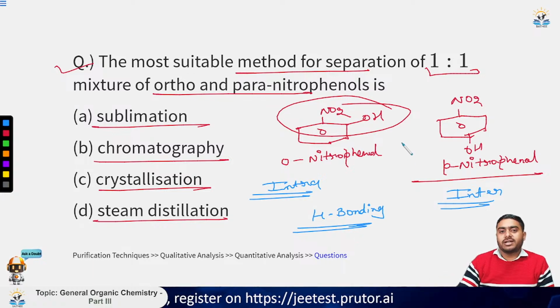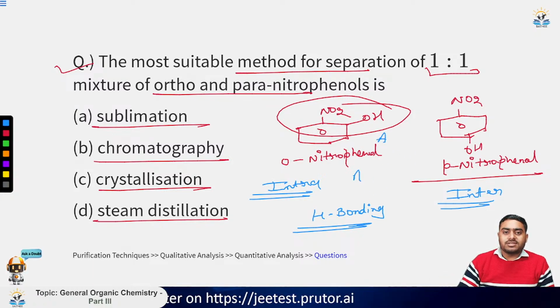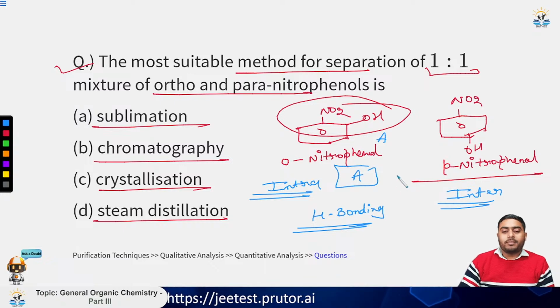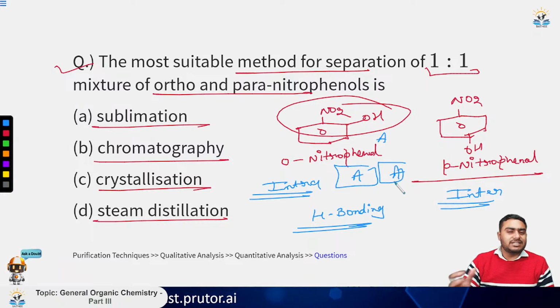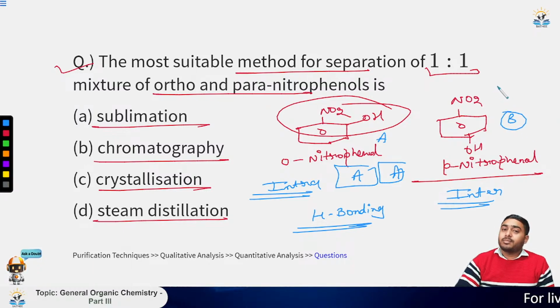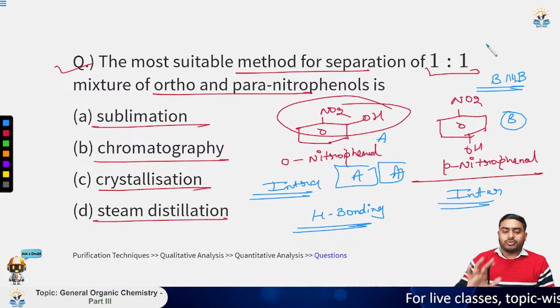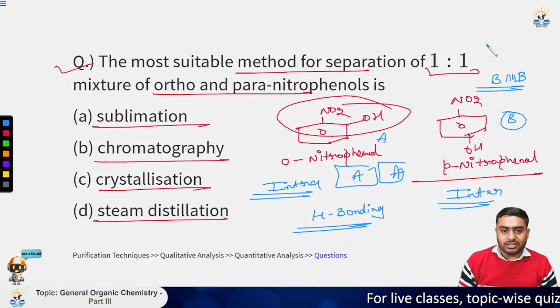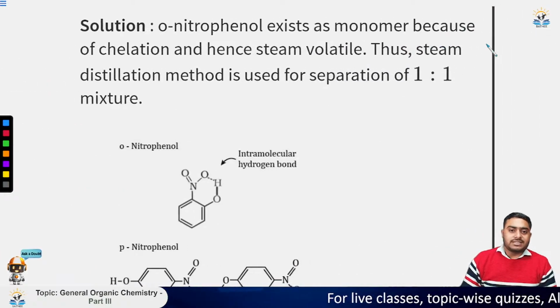Suppose this is A, so inside A the bonding is strong, but between A and A the interaction is not very strong. Suppose this is B, so inside B the bonding is not very strong, but between B and B the bonding is strong due to the intermolecular hydrogen bonding. That is the point here. Okay, the interaction is strong. Okay, let's move to the answer.